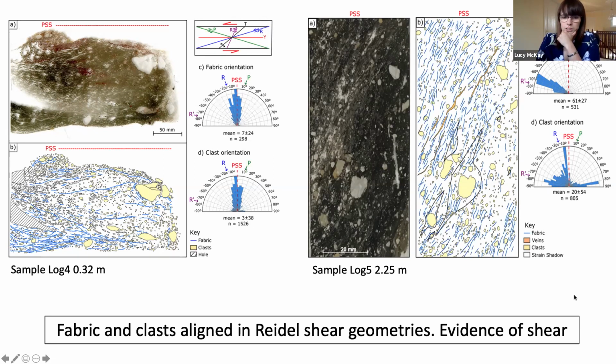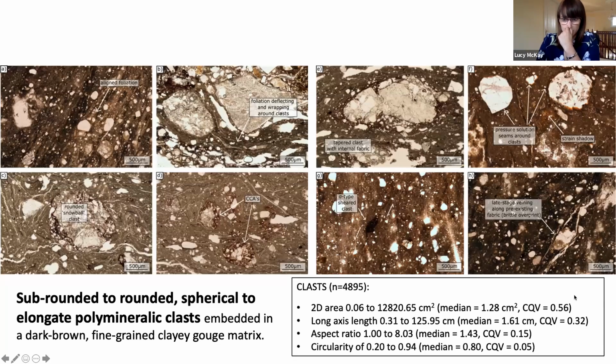As I've just said, this slide shows us some of the thin section images from these samples under the microscope. And typically within the blue clay, the clasts are sub-rounded to rounded, spherical to elongate, and composed of not just a single mineral, they're aggregates of clasts. And in some instances, in this bottom left image, it looks like a snowball where you've got clay wrapping around the clasts.